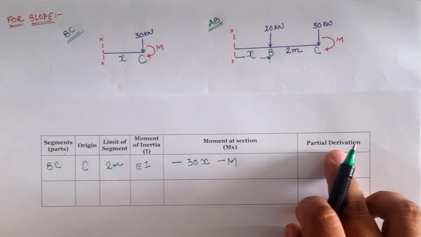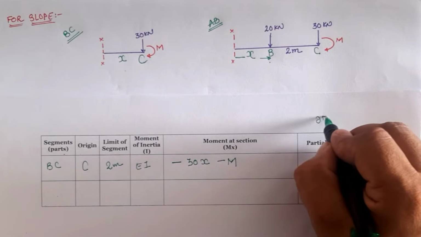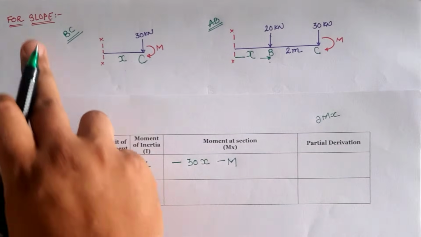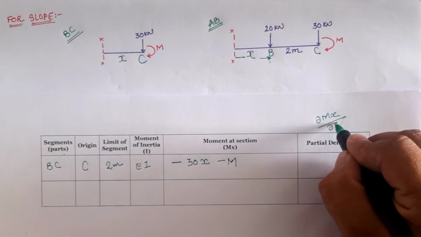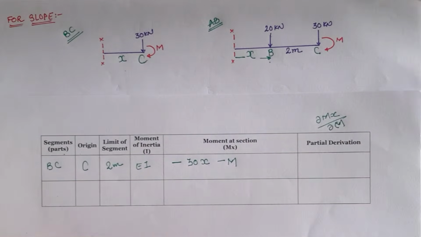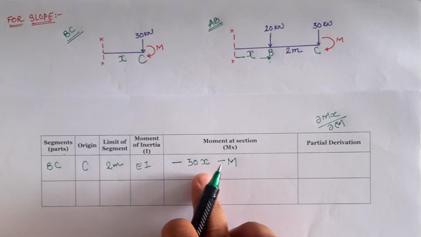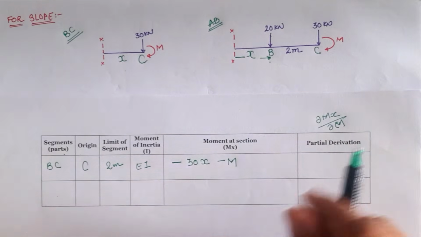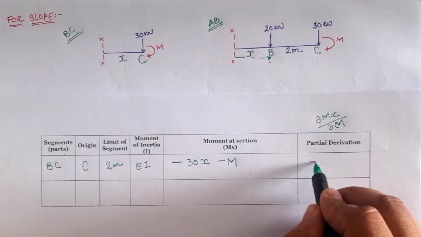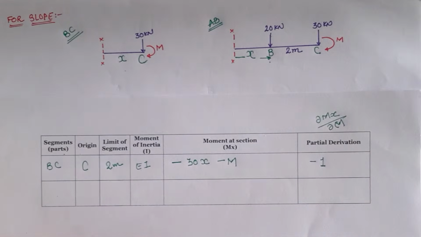Now for the partial derivative, it means del Mx, and we are going to calculate the slope, hence del Mx by del M for the rotation. So the partial derivative of minus 30x with respect to M is 0, and minus M with respect to M is minus 1.